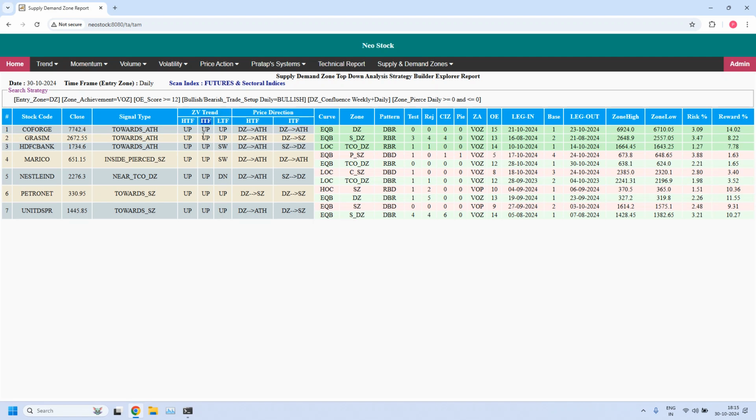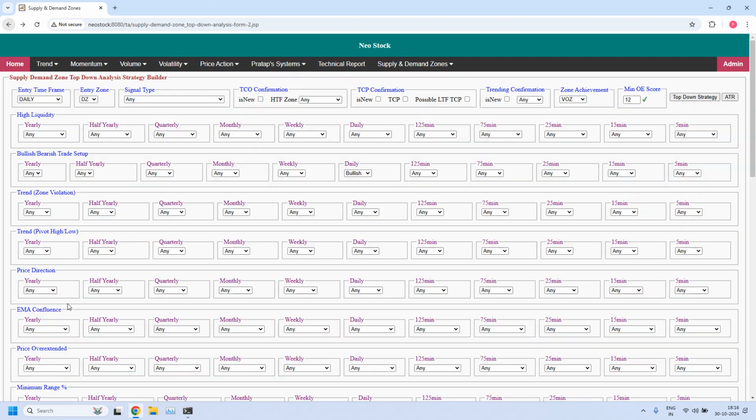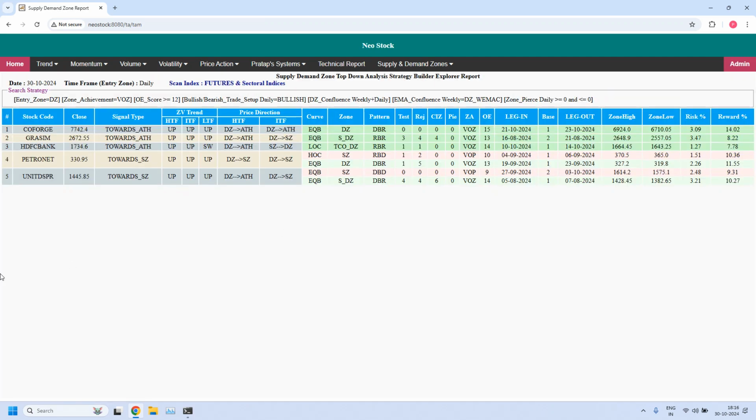Weekly trend is up and weekly zone is having weekly EMA confluence because daily is part of weekly. It is even more high probability setup. Let's verify. In the EMA confluence, weekly time frame, weekly demand zone with weekly EMA confluence filter is enabled. We got 5. So these 5 stocks are having even more high probability setup supported. Because in all these stocks, daily zone, entry zone is part of weekly and weekly zone is having weekly EMA confluence.